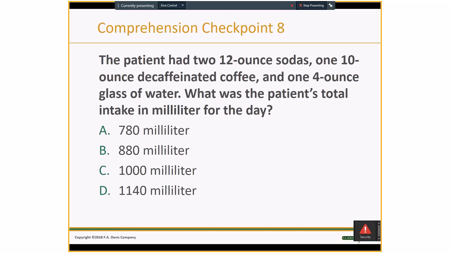And then the coffee, they're drinking 10 ounces. So I'm doing the 10 times 30 equals 300. And that's coffee. Then they're also having a 4-ounce glass of water. So 4 times 30, 120.